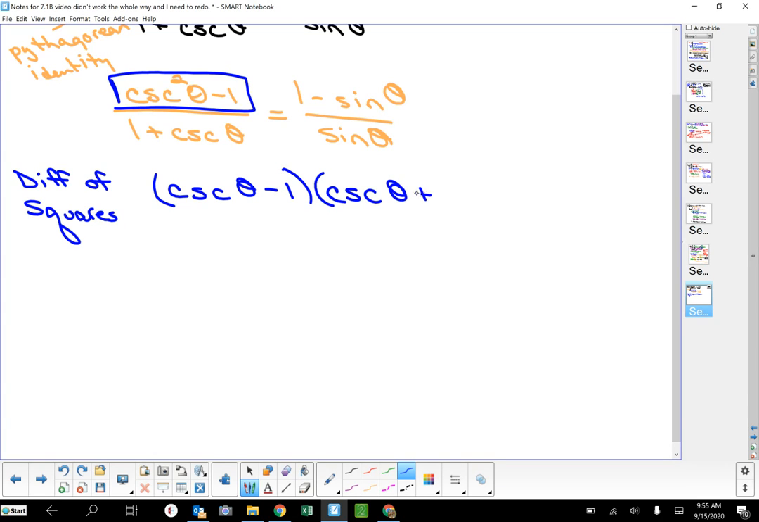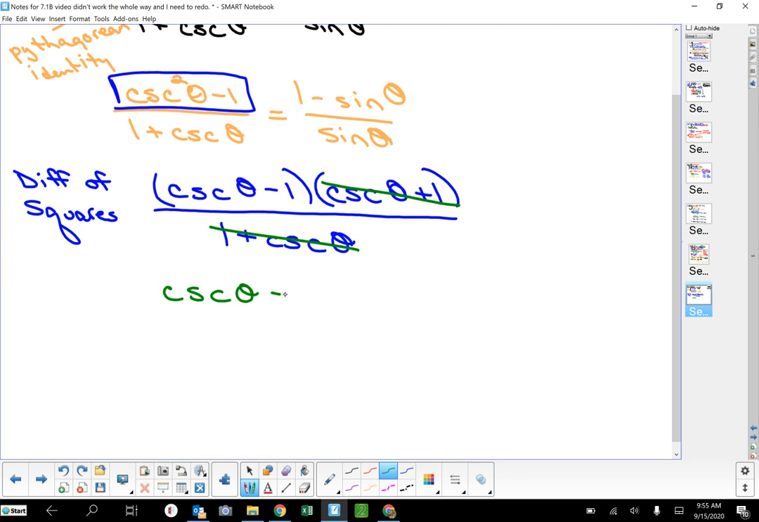And we talked about factoring in the last lecture, maybe 2 lectures ago, I don't remember. And we're going to put this over 1 plus cosecant theta. Well, remember when you add, you can turn things around. So these 2 terms, cosecant theta plus 1 and 1 plus cosecant theta, are actually identical to each other. And now this leaves us just cosecant theta minus 1.